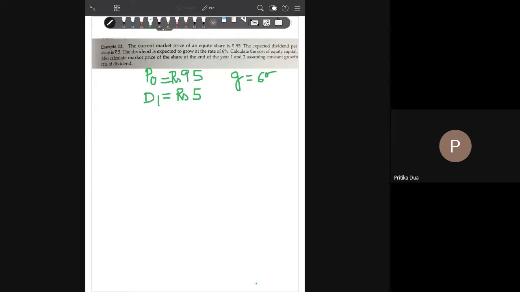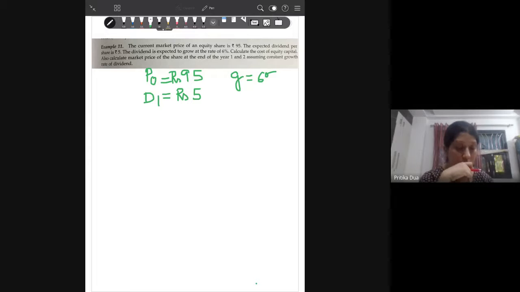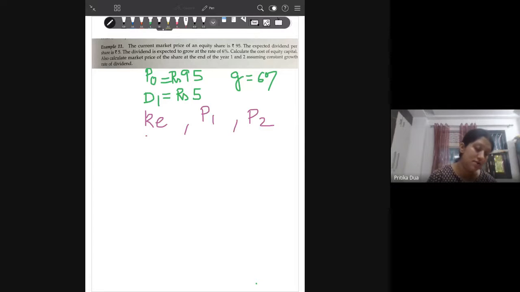Also calculate the market price of the share at the end of year 1 and 2, assuming constant rate of dividend growth. So P0 is given to you. What you need to calculate in this question is, first, the cost of equity, and then the price of the share at the end of year 1 and the price of the share at the end of year 2. So what is the expected price as per the constant growth model? Let's start with the first part of the question.